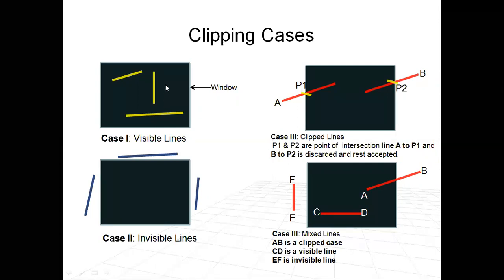So no clipping is required because the complete line is lying within the visible region. Here, no clipping is required across the edges, because all the lines are lying outside the visible region. Whereas in some other cases you can see the clipping will take place. For example, case three, clipped lines.